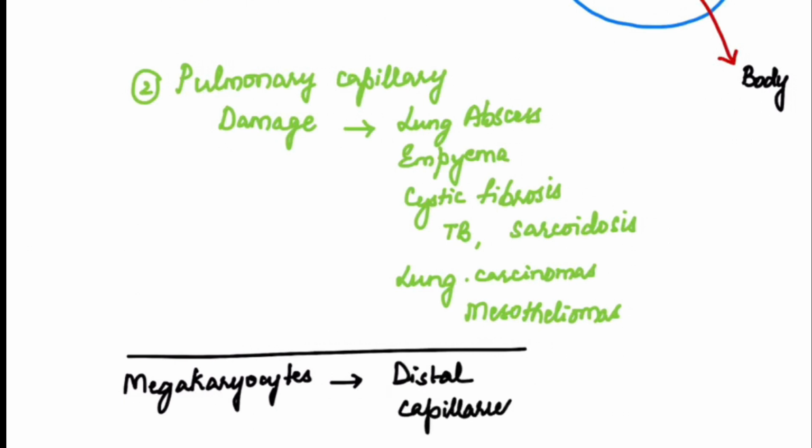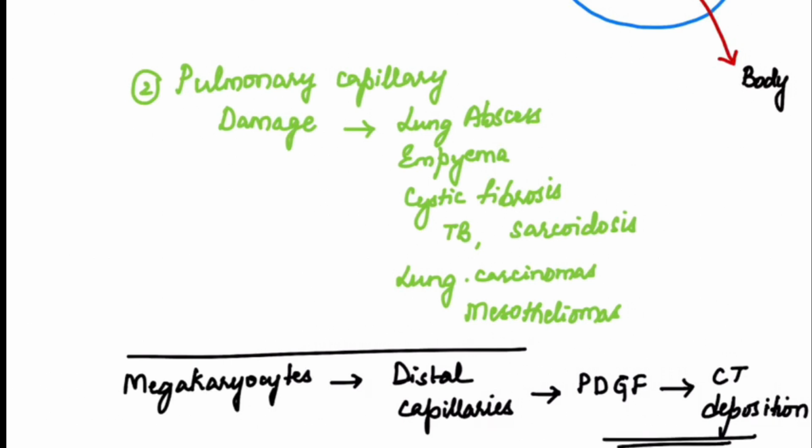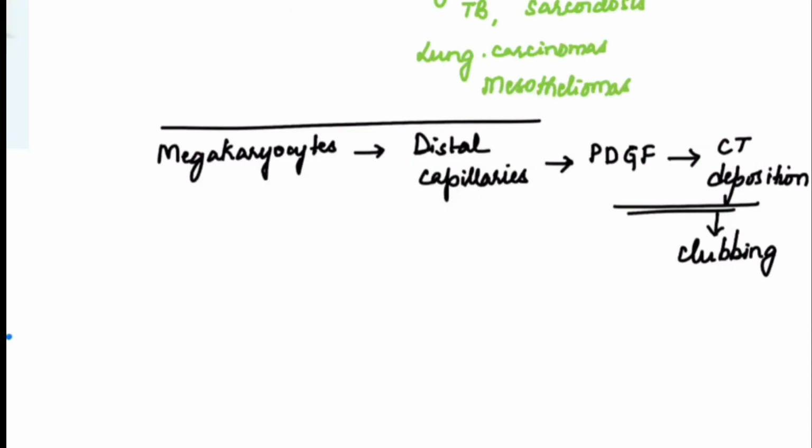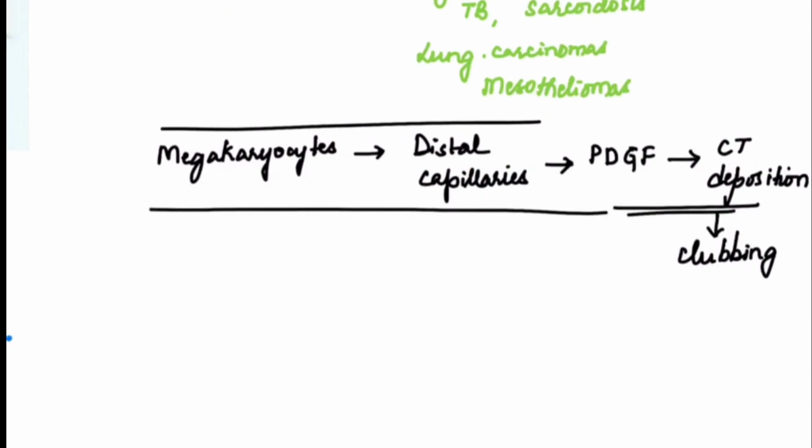So when they reach the distal capillaries, there they will produce platelet derived growth factor. This is responsible for excess connective tissue deposition at the distal part of the fingers and toes, thereby leading to clubbing. So this is the mechanism by which megakaryocytes cause clubbing.